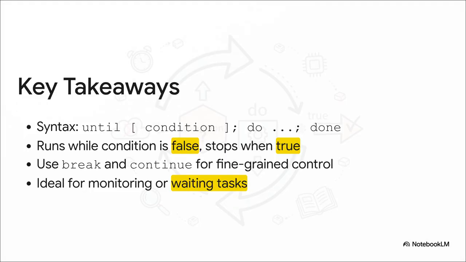So let's just do a super quick recap. What are the main things you need to remember? First, the syntax. Until, condition, do, done. Easy enough. Second, and this is the big one, it runs while the condition is false and stops when it becomes true. Third, you've always got break and continue in your back pocket for more precise control. And finally, its sweet spot is for any task that involves monitoring or waiting.